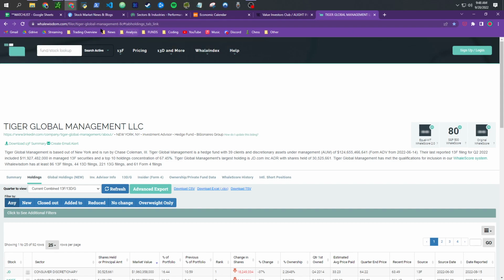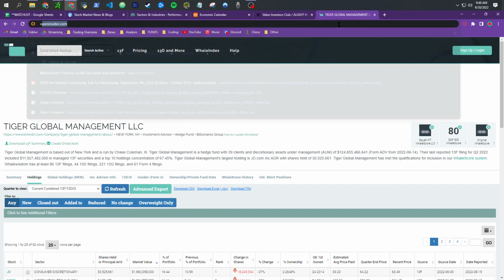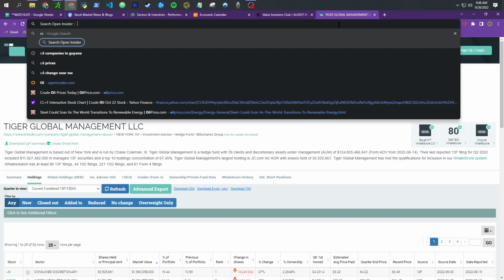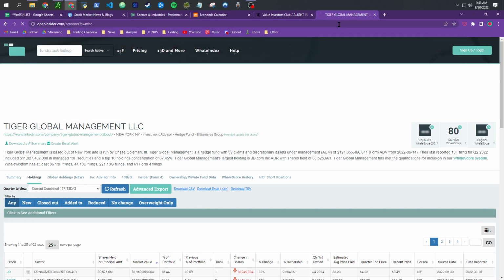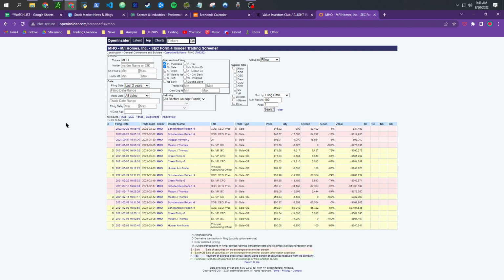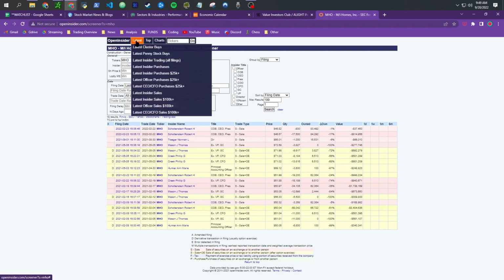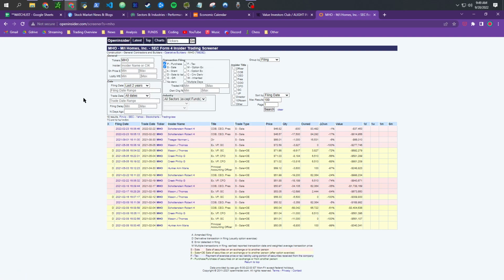So speaking of those types of transactions, another favorite screener of mine will be Open Insider. So let's bring up the MHO that I mentioned. For those who aren't familiar, Open Insider just lets you see all insider transactions, buys, sells, options exercising. And it's got a pretty efficient overview of that. So we can see MHO, there was selling beginning of this year.